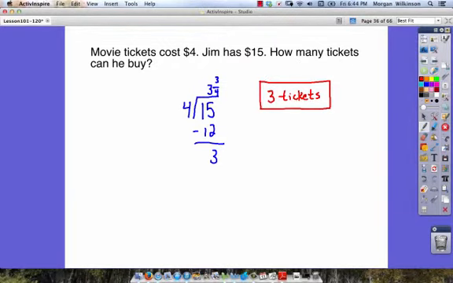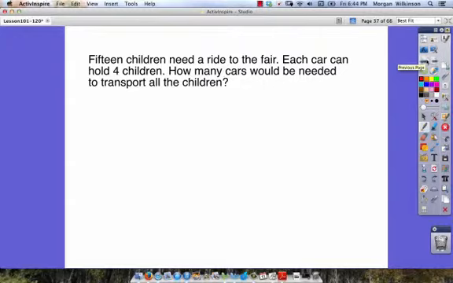15 children need a ride to the fair. Each car can hold 4 children. How many cars would be needed to transport all of the children? So we're going to take our 15 children and break them into 4 different groups, and when 4 goes into 15 3 times again, we get 12 with 3 left over, so our answer again is 3 3/4.